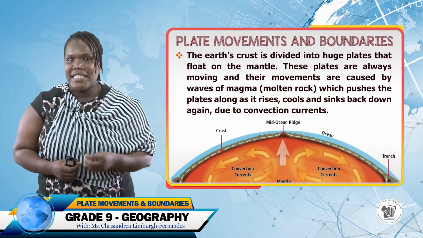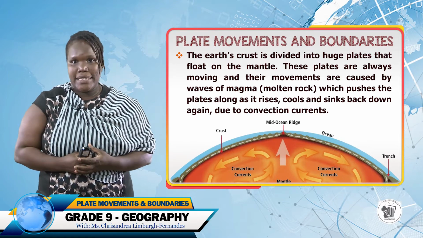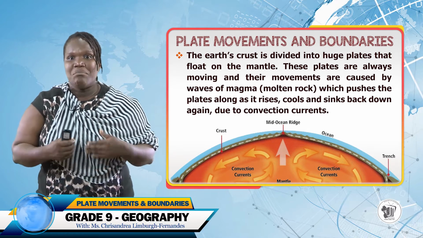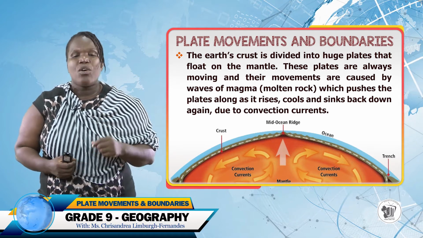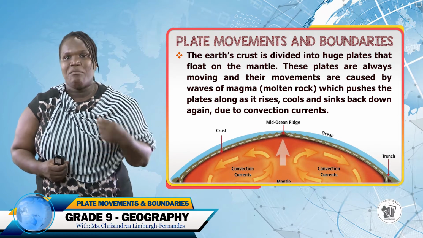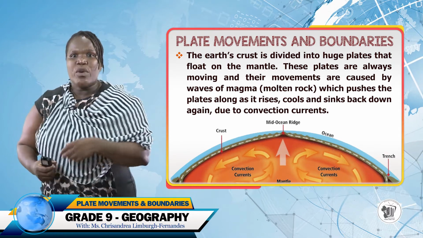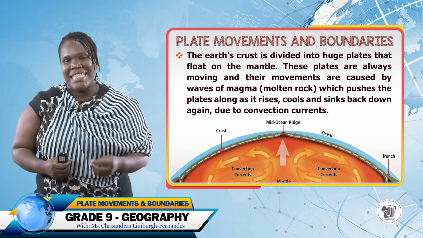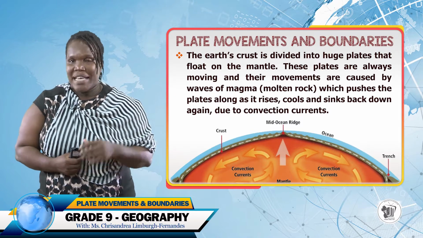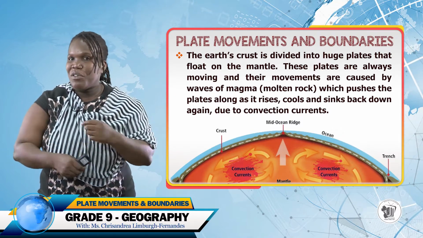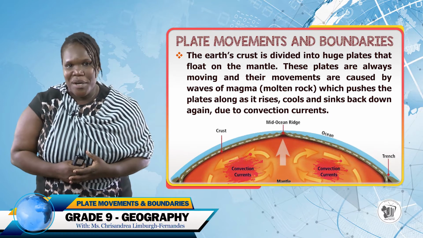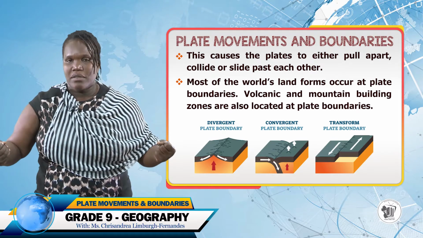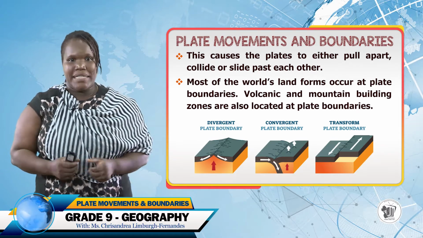The Earth's crust is divided into huge plates. These plates float on the mantle, and they're always moving. Their movements are caused by waves of magma or molten rocks, which push the plates along as they rise, cool, and sink back to the bottom again. Again, in our last lesson, we spoke of this as convection currents. This causes the plates to either pull apart, collide, or slide past each other.